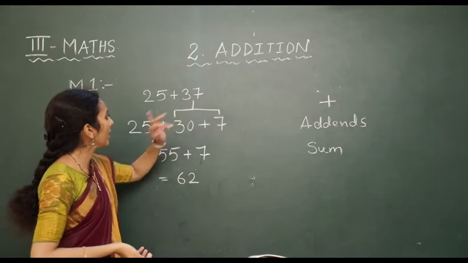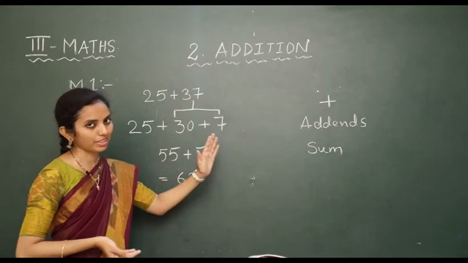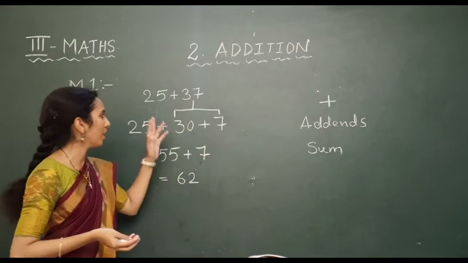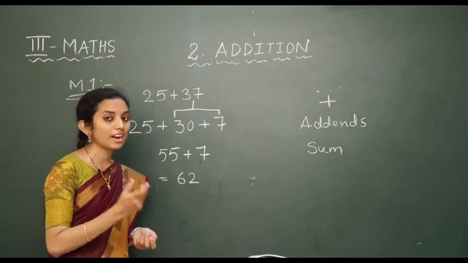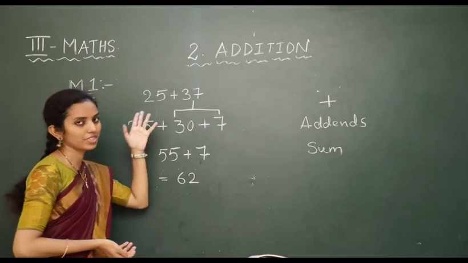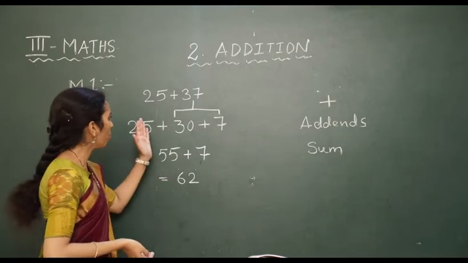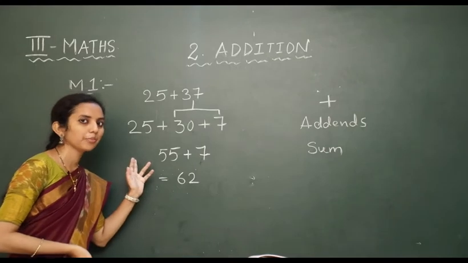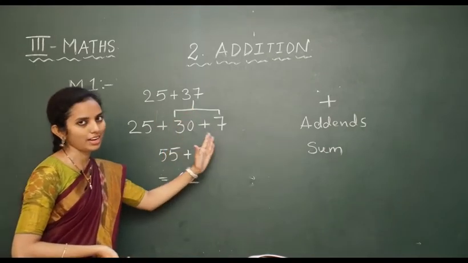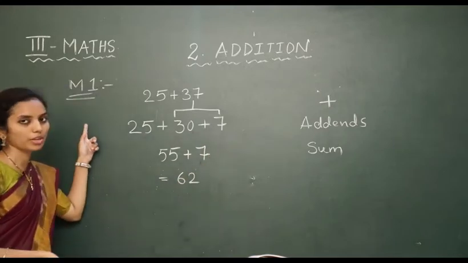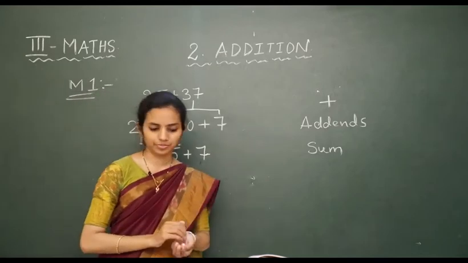Here why did we take 37? 37 is a bigger number, and while doing addition we may be a little bit confused to add 7. If it is in 5s and zeros and round figures, it is very easy for us to add, and moreover 37 is bigger than 25. So we have split 37 into 30 and 7. So this is the first method of doing addition, that is breaking one number.